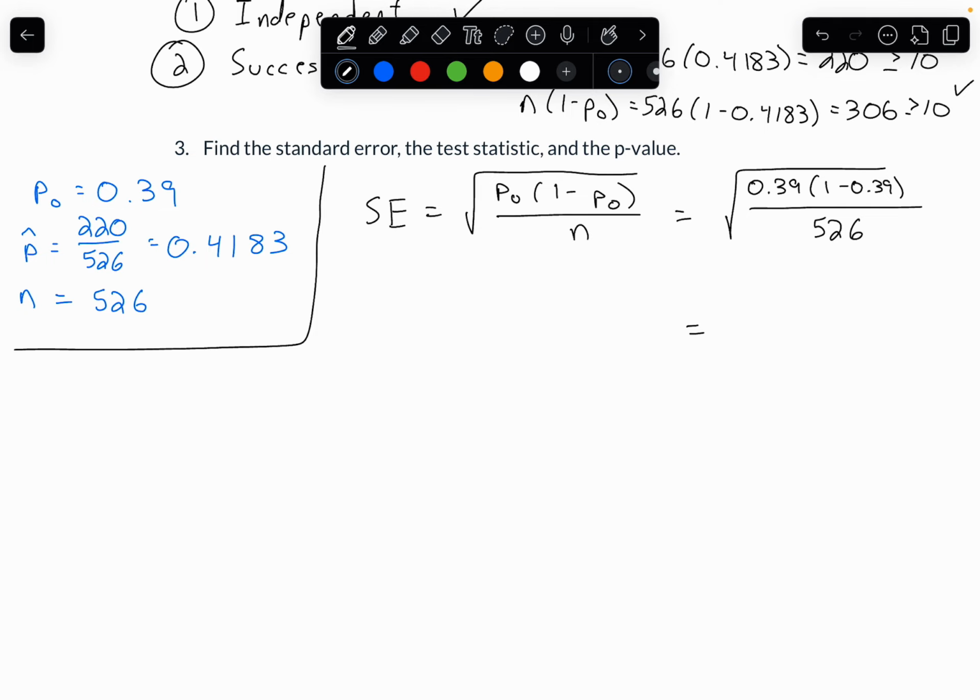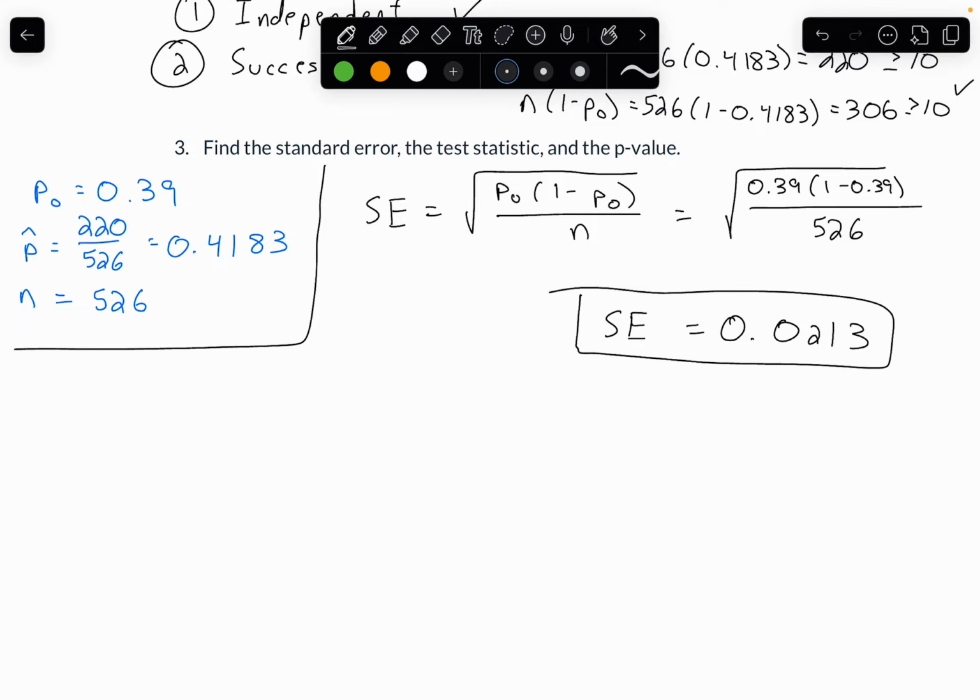I ended up with 0.0213 if I round to 4 decimal places. So here is my standard error to start. I have to do that before I can do anything else. So standard error, done. We've got that part.